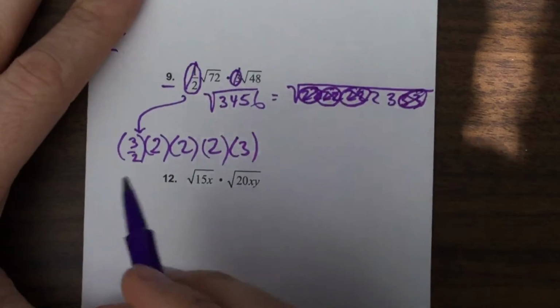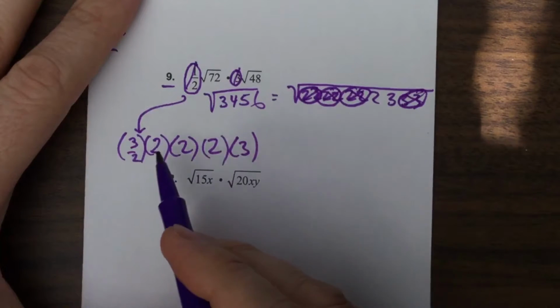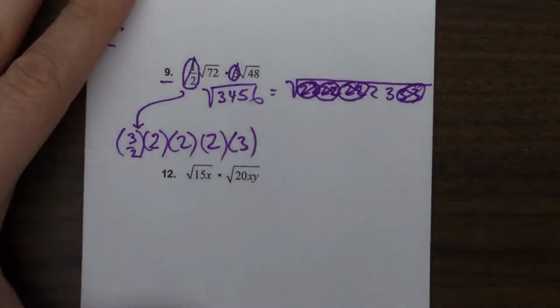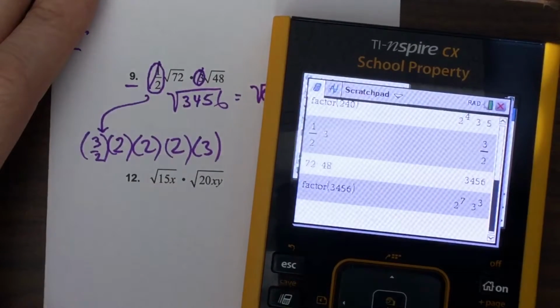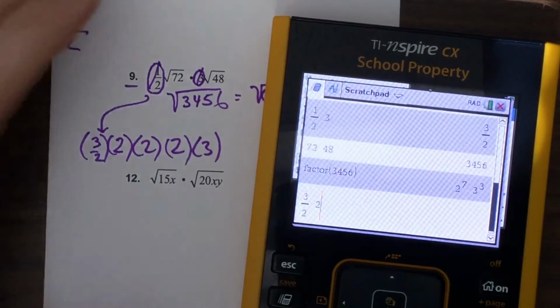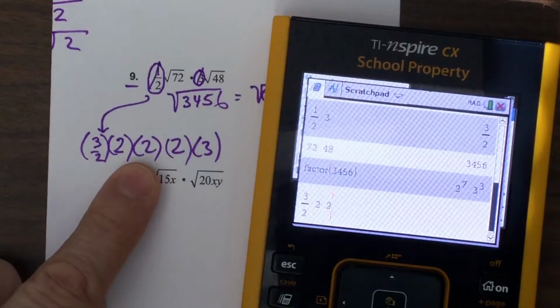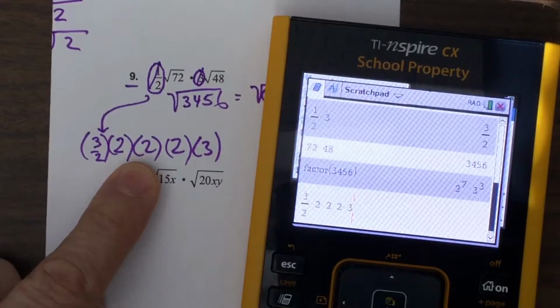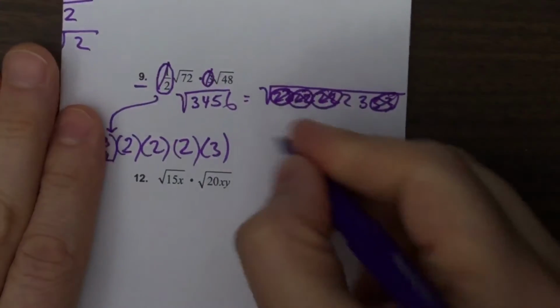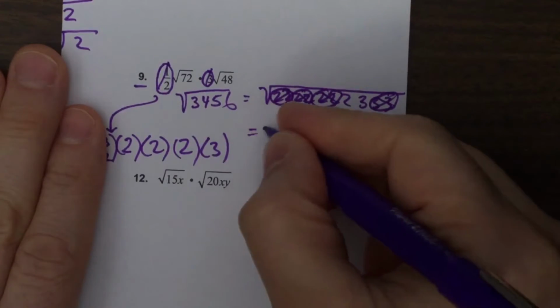So on the outside I have 3 halves times 2 times 2 times 2 times 3. Let's go ahead and do that math. Control divide, 3 halves, get out of my fraction, times 2, times 2, times 2, times 3. I get 36. So my outside number is 36.